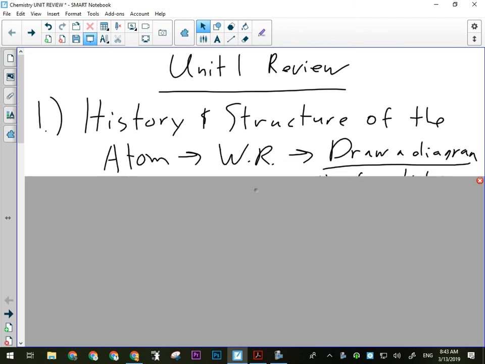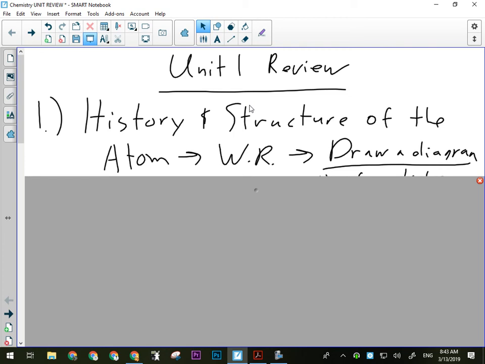Okay, in the written response, some of the things you'll be asked to do in terms of the history of the atom. There will certainly be some multiple choice questions, okay? Those could be things like, here's a picture of what one person thought the atom looked like. Which person's model is this? It could be Dalton's solid sphere, or Thomson's plum pudding, or Rutherford's, or Bohr's, or whoever, okay? So make sure you know what those models looked like.